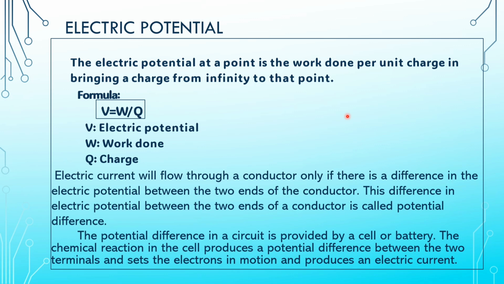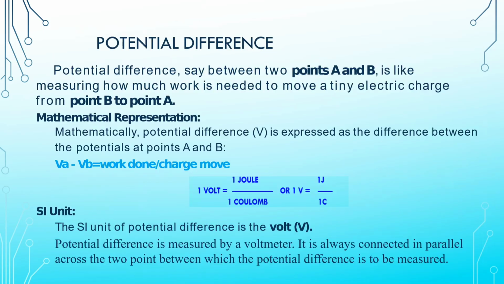The potential difference between 2 points in an electric circuit is defined as the work done to move a unit electric charge from one point to another in an electric circuit. It is provided by a cell or a battery. This sets the electrons in motion and thus produces the electric current. Let's see the potential difference with an example. Here it is taken for 2 points, A and B.